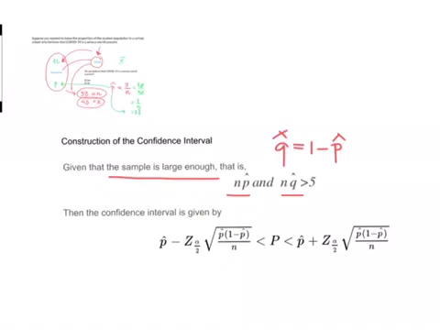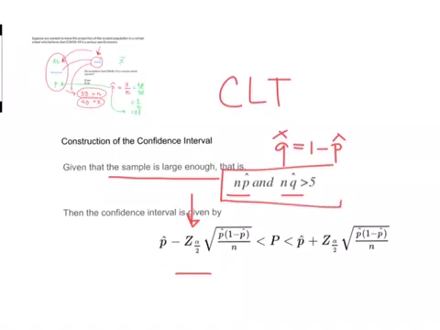Why do we have to ensure that the sample is large enough? That is because of the central limit theorem. The central limit theorem says that if the sample is large enough, then the distribution will be approximately normal. And when the distribution is normal, we can make use of the z value to compute the confidence interval. To show you the meaning of the first condition, that is n times p hat and n times q hat greater than 5, let us use our previous example.